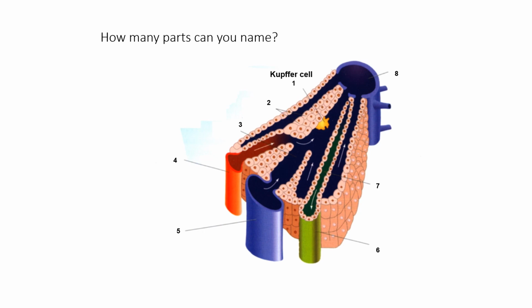So 1 is that Kupffer cell, that macrophage that breaks down the red blood cells. 2, they are your hepatocytes. 3, that's your sinusoid, that channel that has your blood flowing past those hepatocytes. 4, that's your hepatic artery. They've nicely colour coded it on this: your artery is red and your vein is blue. It won't be like that on an exam.